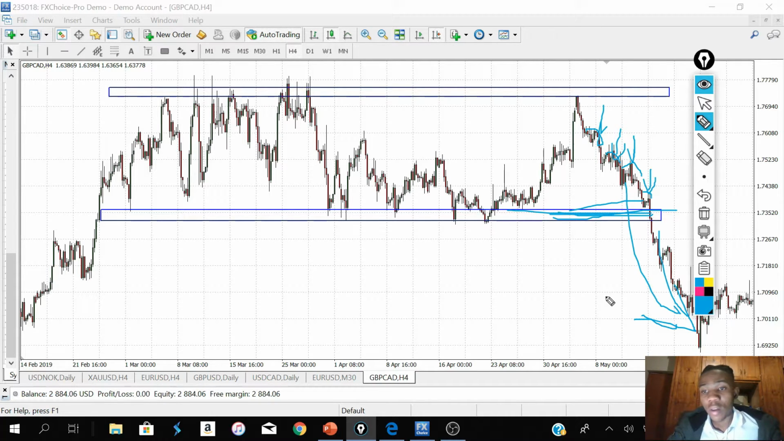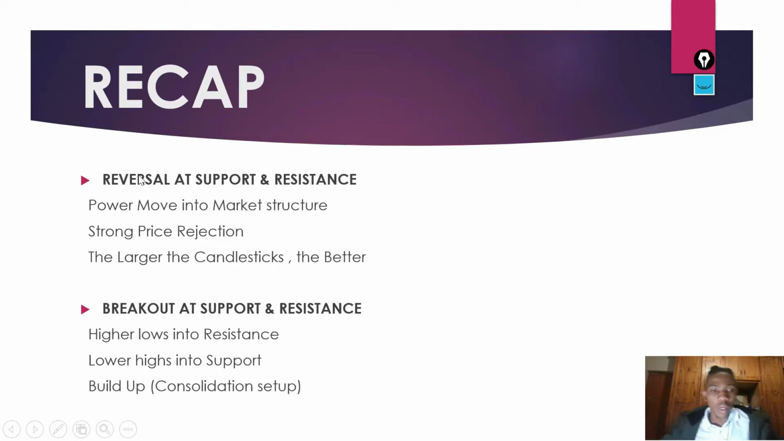So for us to have a reversal, we need to see a power move towards our support structure followed by a reversal. We have a power move making it a price rejection, and that's how we spot a reversal, and this is how we spot a breakthrough. So let's now recap on how to spot a reversal and breakout.